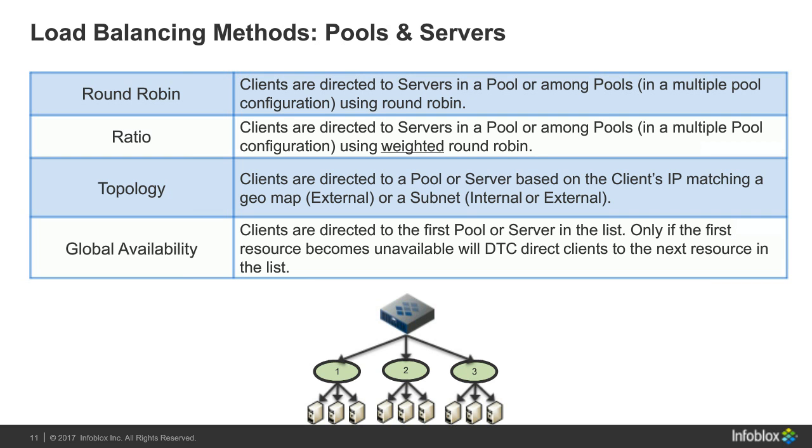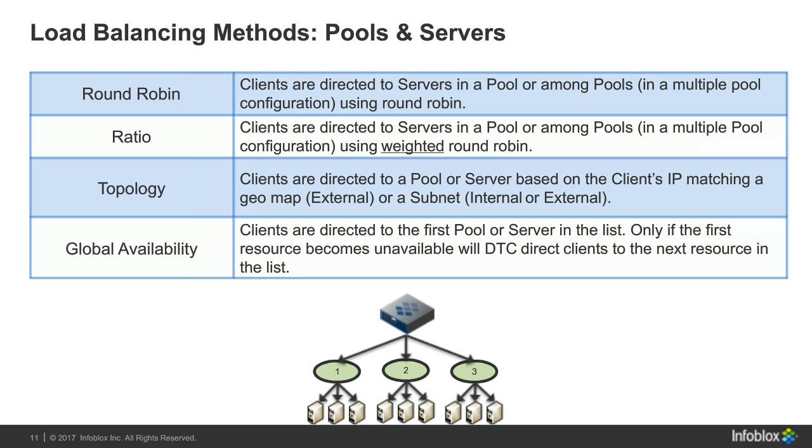In topology, this is where we start to get more intelligent and leverage things like GeoIP redirection. So we can use this topology logic to direct clients to their appropriate region, like we mentioned before. And then finally is the global availability. So this is where we direct someone by geographic location, but also making sure that they're going to the appropriate availability instance as well. So again, these different load balancing paradigms can be used at both the pool level, if you're looking at the diagram below, and at the server level. So there's two layers where we implement that logic here.